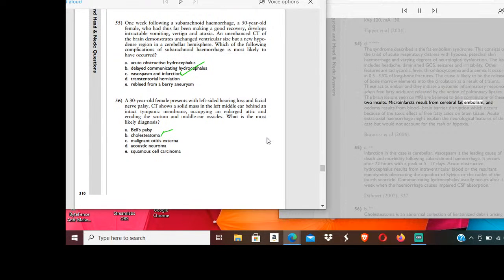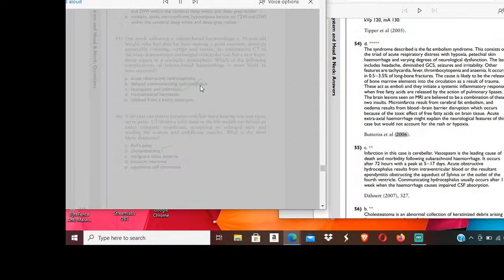Microinfarcts result from cerebral fat embolism, and edema results from blood-brain barrier disruption, which occurs because of the toxic effect of free fatty acids on brain tissue. Acute extraaxial hemorrhage might explain the neurological features of this case but would not account for the rash or hypoxia. Butteriss et al. 2006.